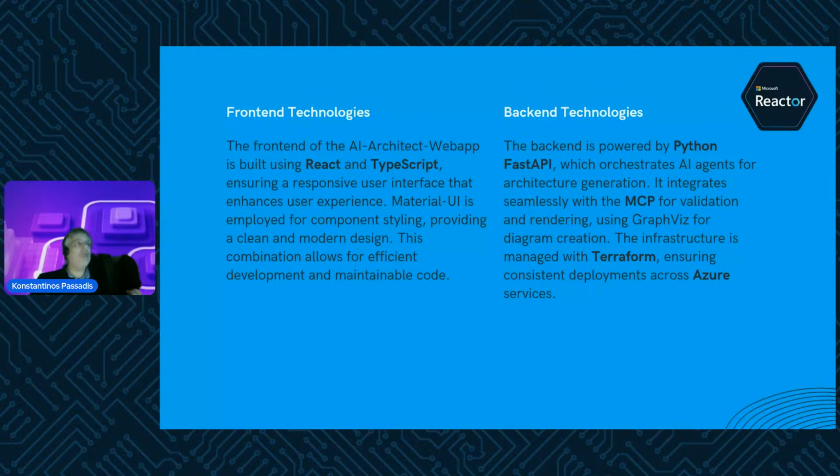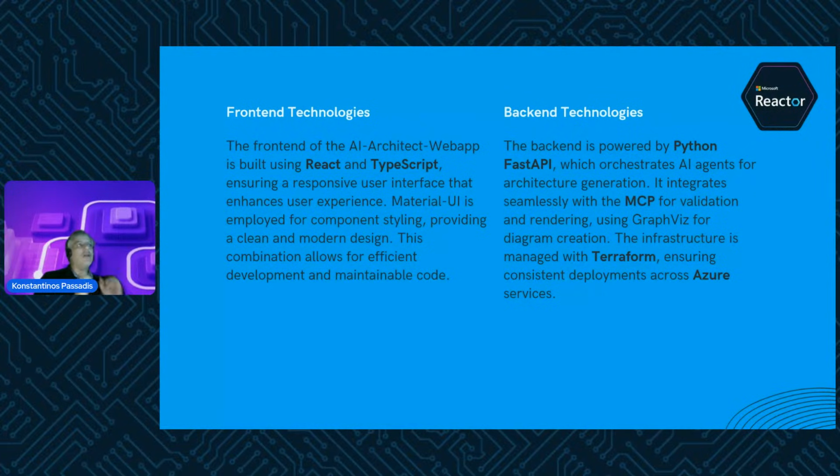The backend is using Python FastAPI, which is able to orchestrate our agents. We have agents, and we are using agents from the previous version of Azure AI Foundry, now Microsoft Foundry. It creates the agents on the fly, and then it utilizes these agents to work together, on one hand to build the documentation, and on the other hand to create the diagram.